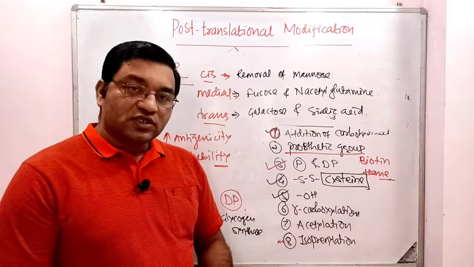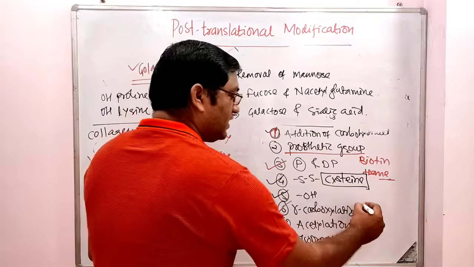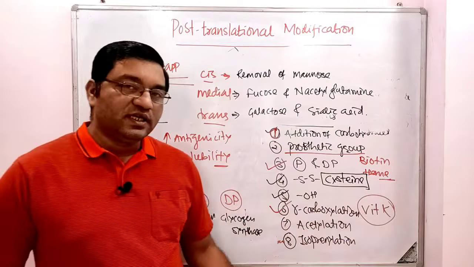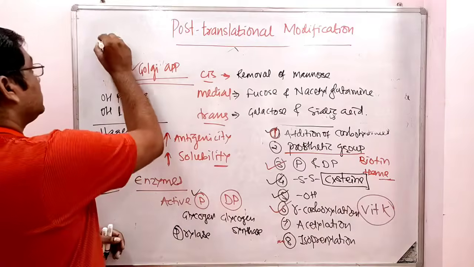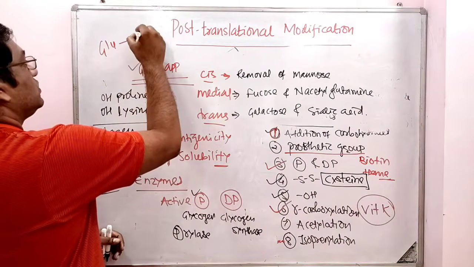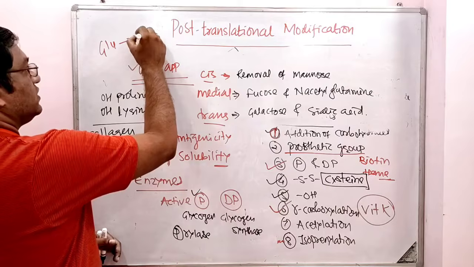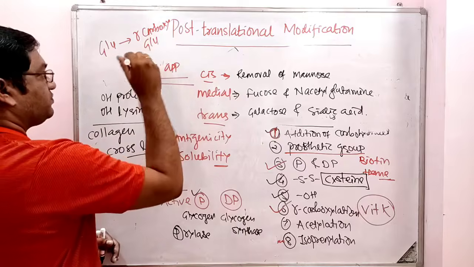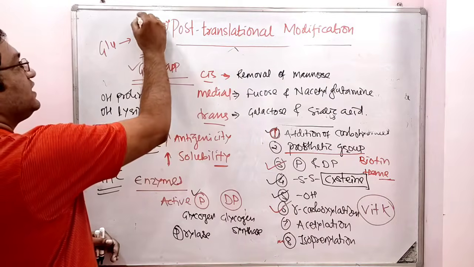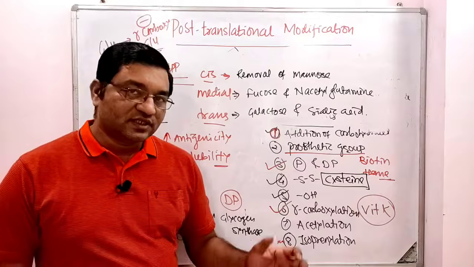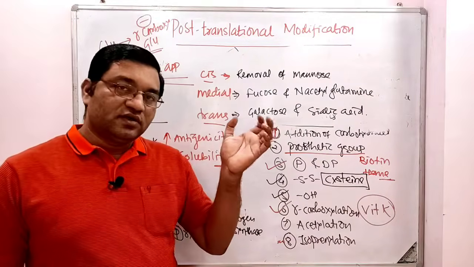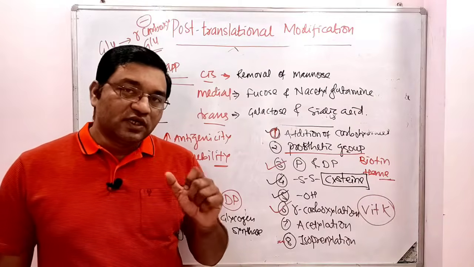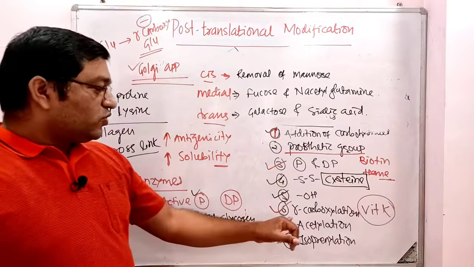Then gamma carboxylation requires vitamin K. Gamma carboxylation of certain proteins requires vitamin K. There is conversion of glutamate into gamma carboxyglutamic acid. It carries an additional negative charge, and it helps in forming the complex with calcium and phospholipid. So it helps in the clotting mechanism. So gamma carboxylation is important.